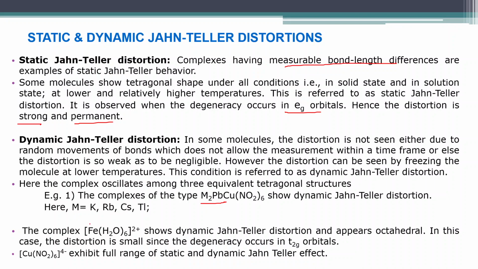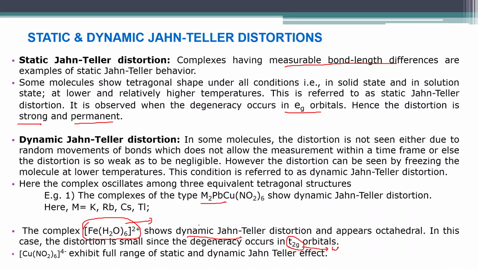And the complex Fe(H2O)6 2+ is a classical example for a complex having Jahn-Teller distortion in an octahedron. In this case, the distortion is small since the degeneracy occurs in the t2g state. Also, there can be possibilities for a weak Jahn-Teller effect. Here, the complex shows Jahn-Teller distortion, but it is a dynamic one, and when we measure, all the bond distances are the same as in a pure octahedron. But if we freeze it, we can see the bond difference between these ligands or the orbitals.